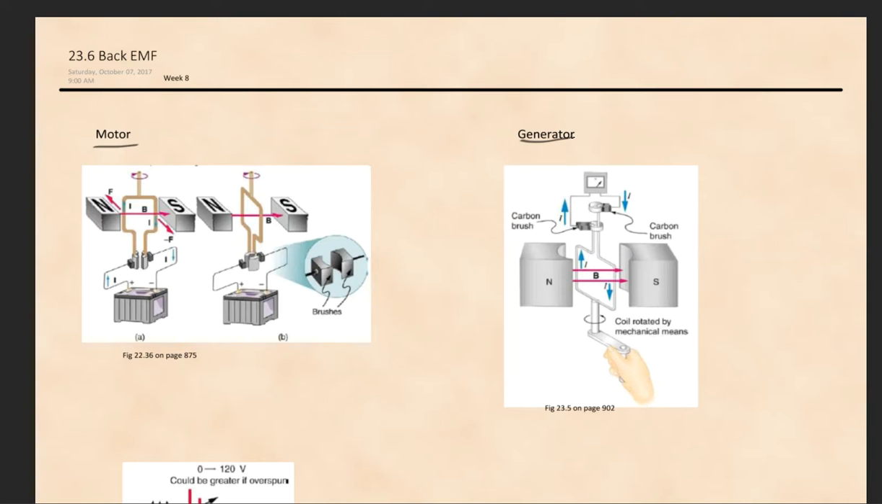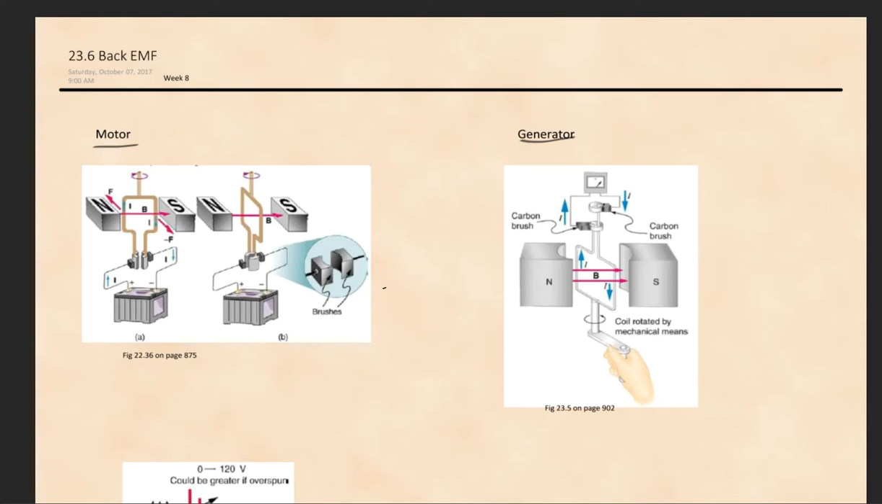In Chapter 23, we're talking about generators. Those are devices in which we have some mechanical process that's creating rotation. The thing that's rotating is attached to a loop of wire inside a magnetic field, and as that loop of wire rotates, the flux is changing, and so that creates an induced EMF that causes electricity to flow. So in a generator, we've got a mechanical process creating electrical energy, electricity.